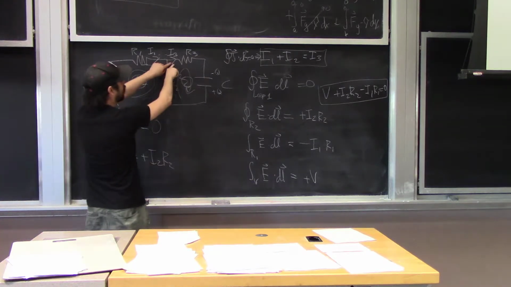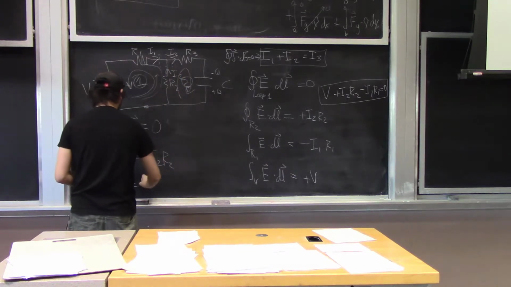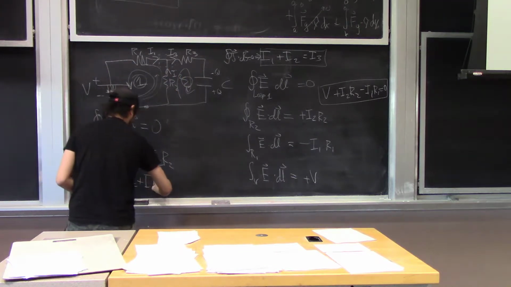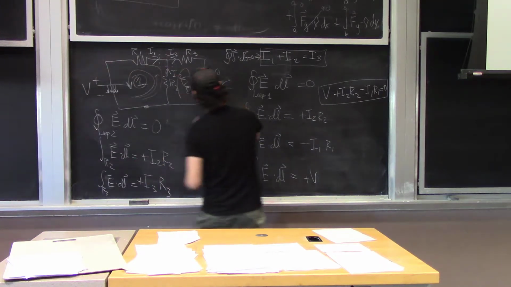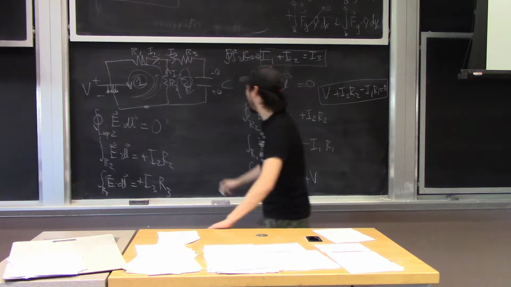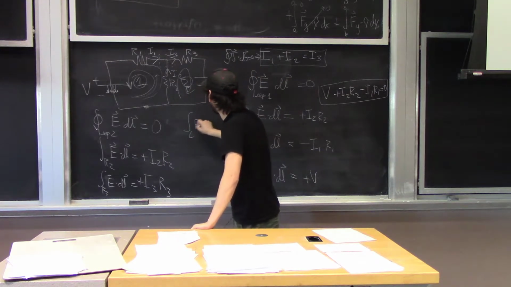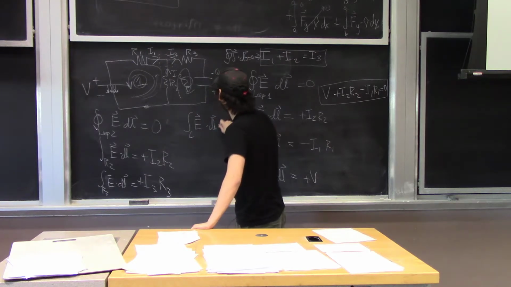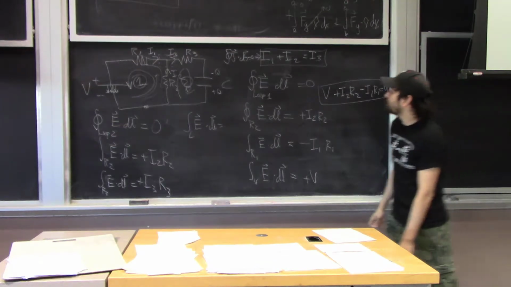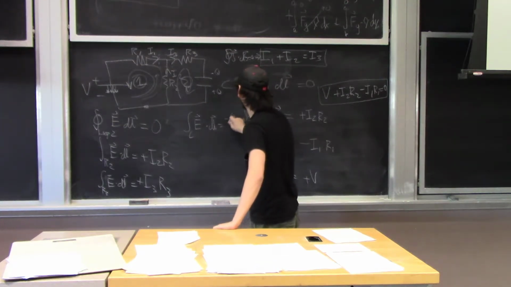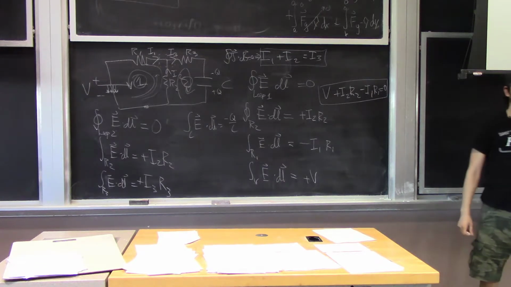This one is going to have the current I3 going in the same direction as R3, or as the loop through R3, and so this is going to be plus I3 R3. And then the last piece that we get to is the capacitor. When I go across the capacitor, this is going to be equal to the integral over C of E dot dl. This goes from negative to positive. I hit a negative side first, and so this is going to be minus Q divided by C. Okay? Everybody with me? Okay.